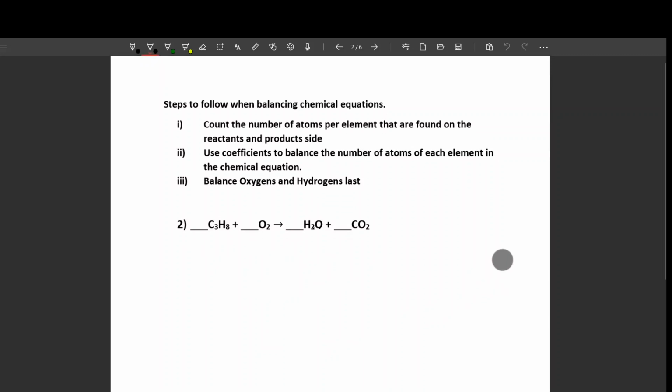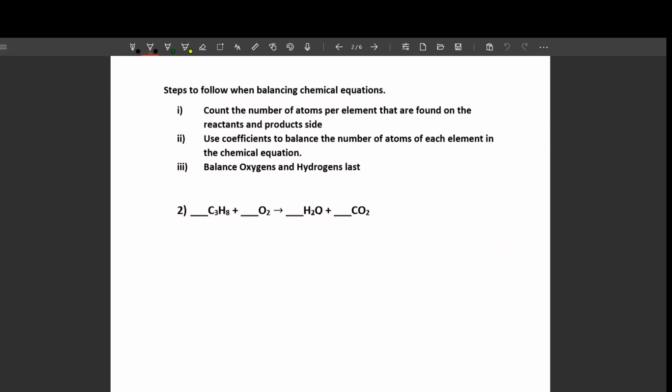You can pause this video and try balancing this. Okay, so unlike the first equation, this time we have hydrogens and oxygens in our chemical equation. So we will actually have to do step 3, right? This step. Okay, let's look at what we have. So we have 3 carbons, right? 3 carbons, 8 hydrogens, and 2 oxygens. And this is on the reactant side. Let's look at the product side.